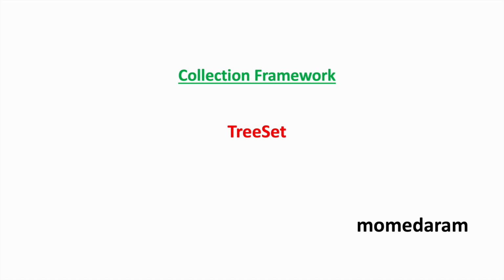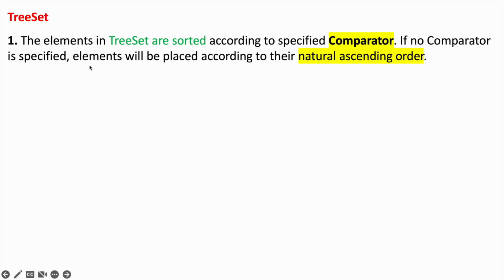In this video, we will see TreeSet. TreeSet is an implementation class for SortedSet and NavigableSet. The elements in the TreeSet are sorted according to the specified comparator. If no comparator is specified, the elements will be placed according to their natural ascending order.